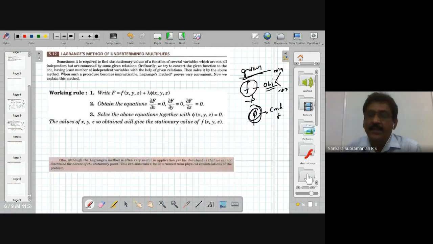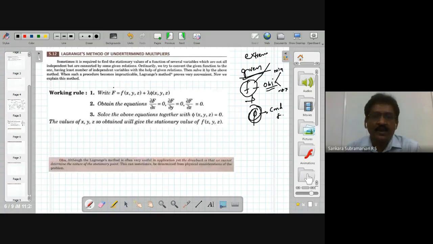The question is to minimize or maximize, or in general find the extreme value of the function f subject to the condition phi, where x, y, z should satisfy the given condition phi. So this is the given question.